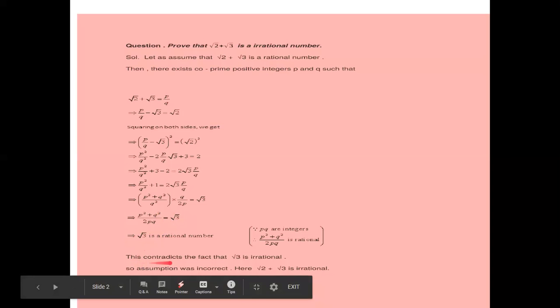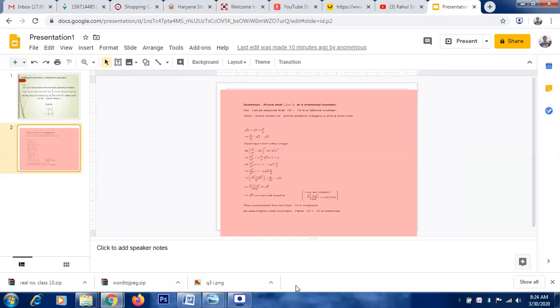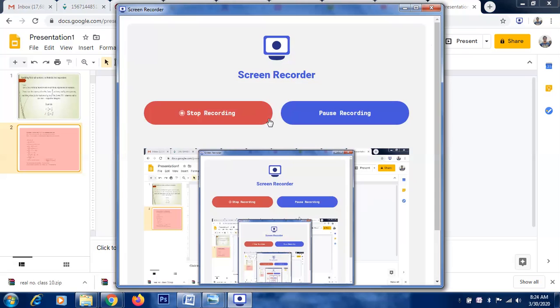So this contradicts the fact that square root 3 is irrational. So our assumption is false. Hence, you can say that square root 2 plus square root 3 is irrational. So that is all about this question. We'll do some other questions in the next part.